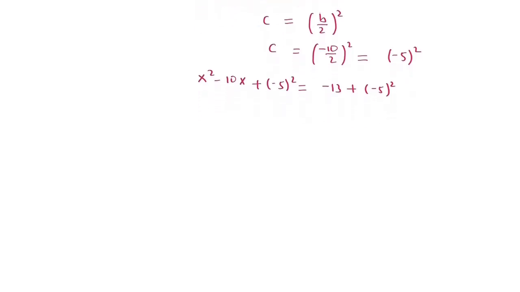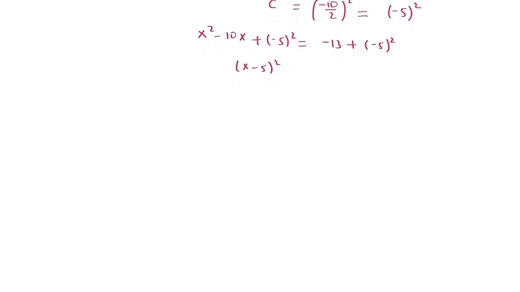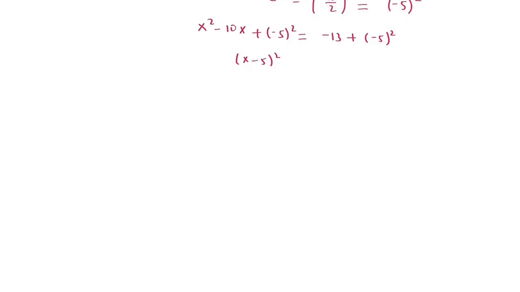From this point, we have already completed the square for the left-hand side of our equation. Since we have a perfect square on the left-hand side, we can factorize it by just taking the square of x and negative 5, that is, (x minus 5) squared. And we combine the constant terms on the right-hand side. Then our equation is (x minus 5) squared equals 12.